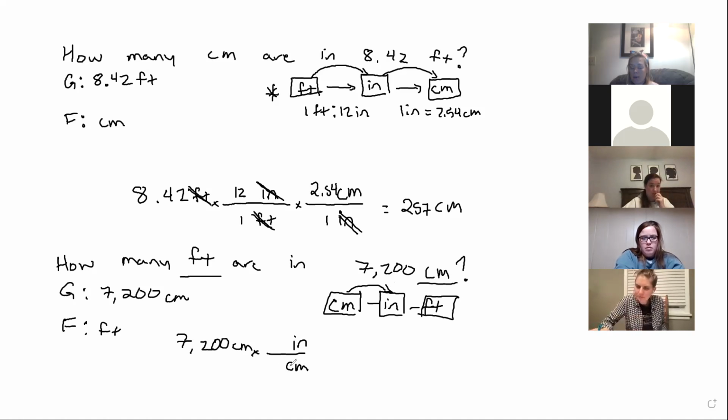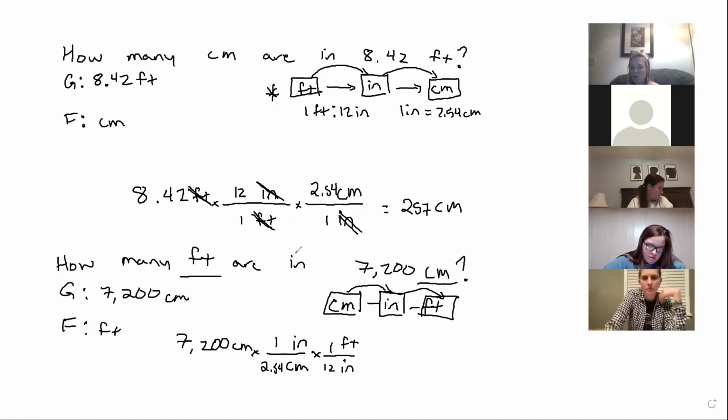Inches, I'm going to put you on top. All right, that means 1 inch, 2.54 centimeters. So we're dividing by that. The next step is to get us from inches into feet. Inches goes on the bottom, feet goes on the top. 12 inches for every 1. You guys see how these have gotten flipped over? The reason they're flipped is because we're going in the other direction.